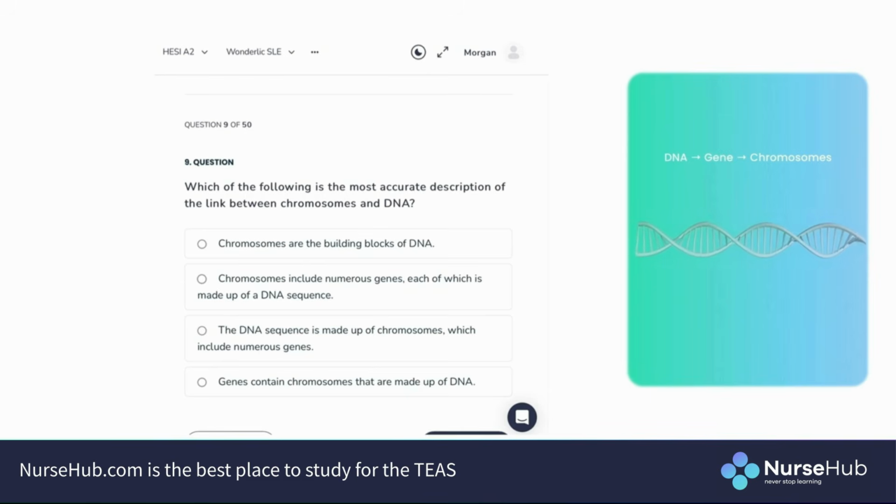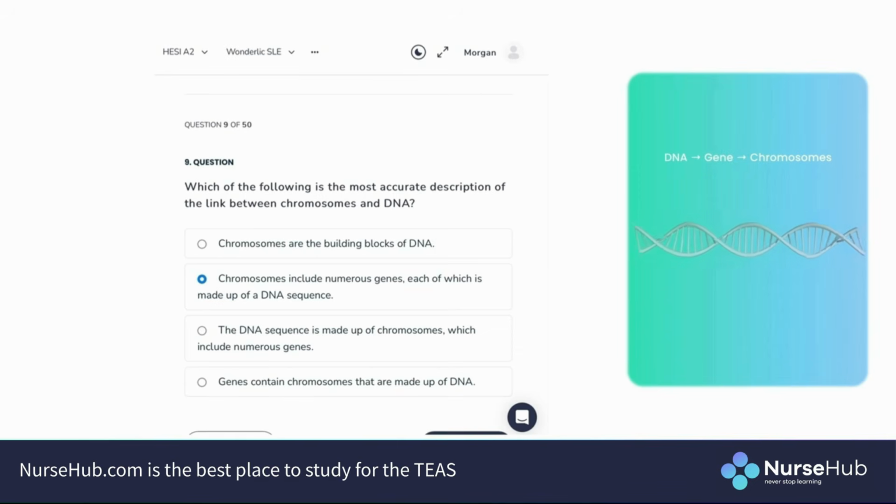Chromosomes are the building blocks of DNA. So this question is kind of a foundational question about the hierarchy of the different components that make up our genetic material. What you will learn in our biology course is that chromosomes carry genetic information in the form of DNA. So the chromosome is the largest component. DNA is wound up to form the chromosome.